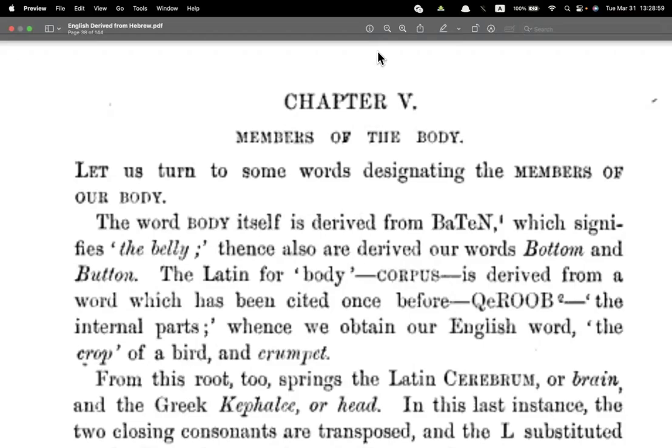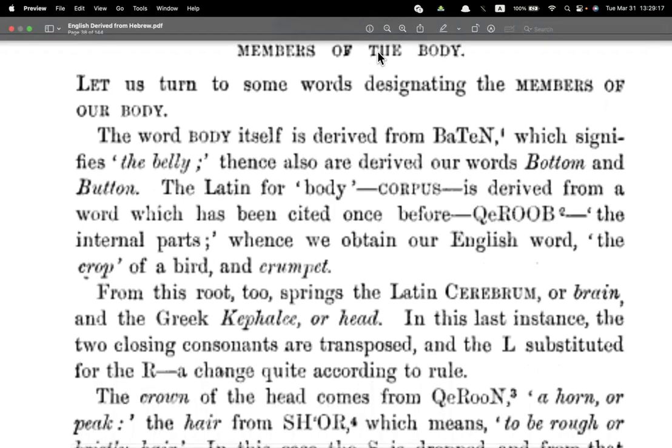This is chapter 5 of the book English Derived from the Hebrew, and we're continuing on with the members of the body. It says, let us turn to some words designating the members of our body. The word body itself is derived from beten, bet tet nun, which signifies the belly. Thence also are derived our words bottom and button.